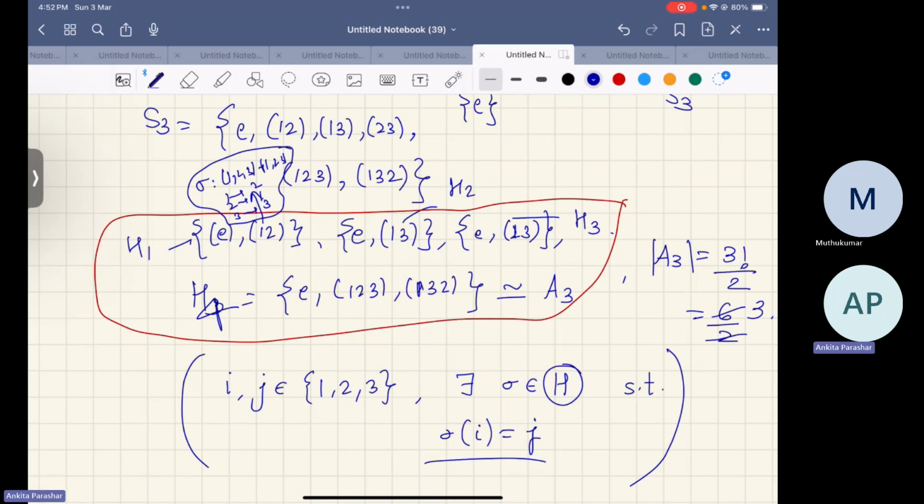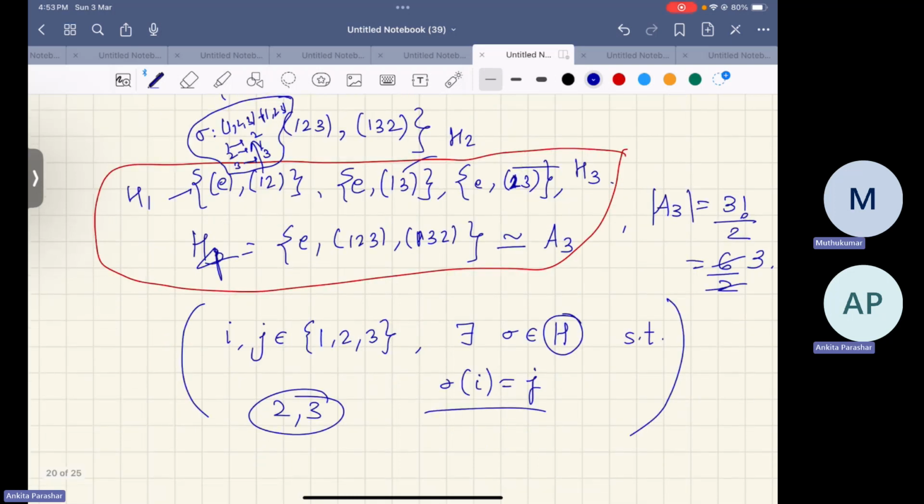But if I give you the pair 2 and 3, can you find a sigma which maps 2 to 3 or 3 to 2 in H1? No. In H2 you can find it, but for some other pair it is not true. For 1 and 2, even in H2 it is not true. For 2 and 3, it is not possible. For 1 and 3 in H3, it is not possible. So clearly H1, H2, H3 are not transitive.